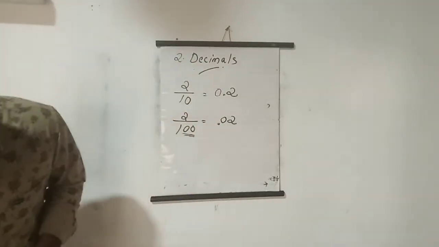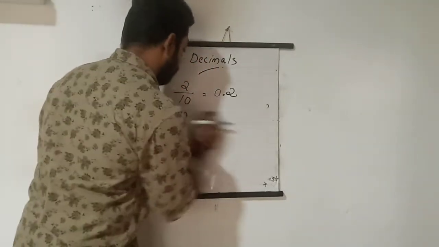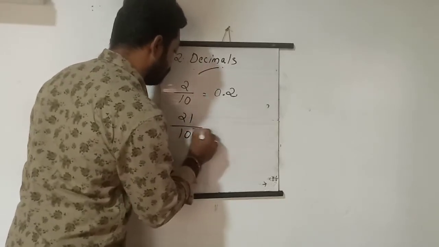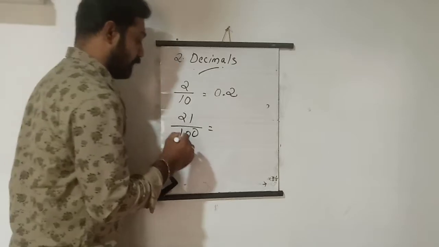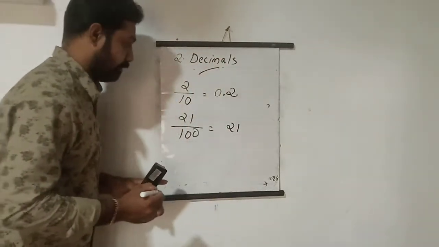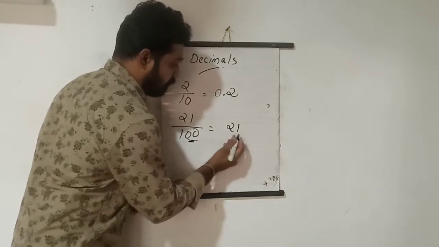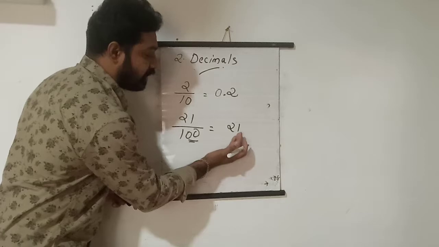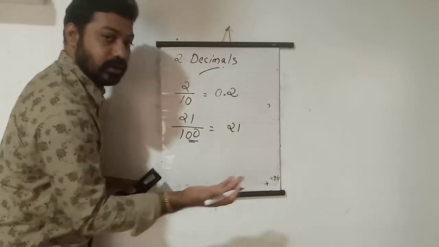Instead of 2, if it was 21 by 100, then we can write 21. There are 2 zeros, so from the right end we have to put the point, moving to this side.